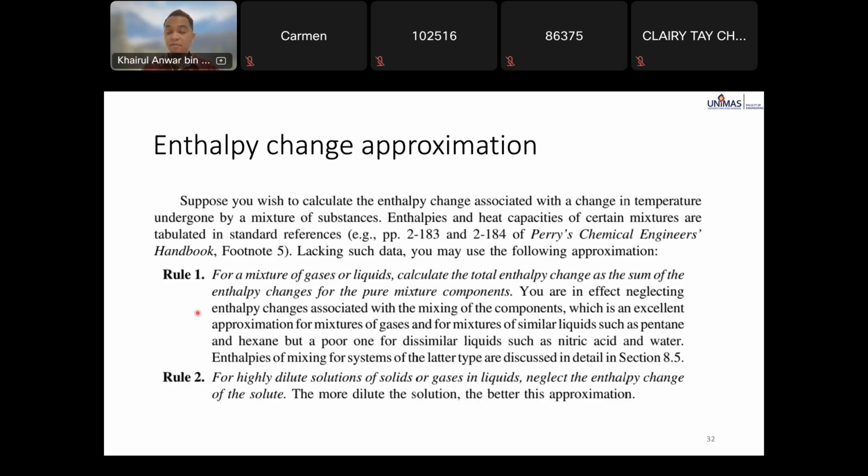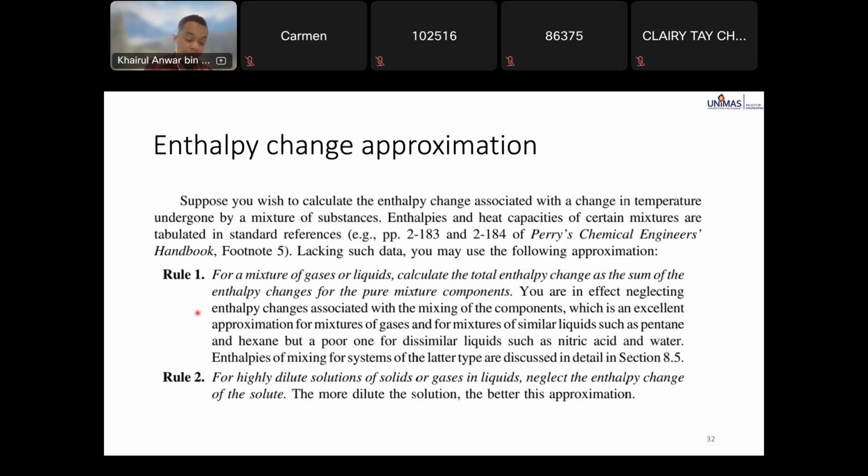So, enthalpy change approximation. Suppose you wish to calculate the enthalpy change associated with a change in temperature undergone by a mixture of substances. Enthalpy and heat capacity of certain mixtures are tabulated in standard references. This is based on Perry's Chemical Engineering Handbook, the second volume. Like in such data, you may use the following approximation.